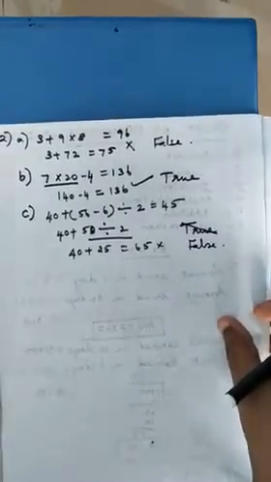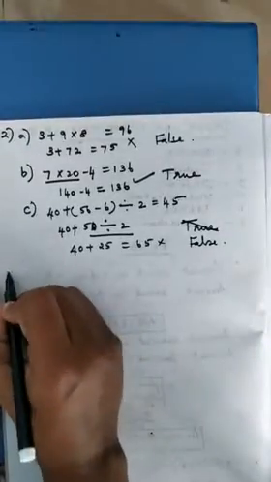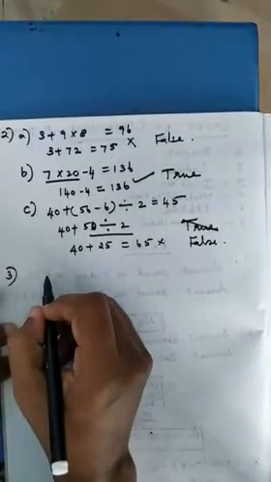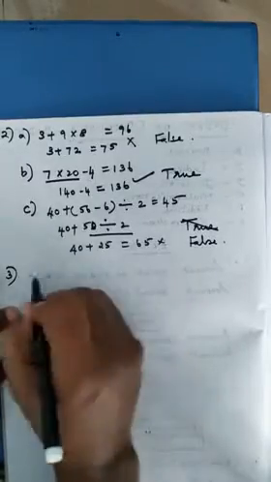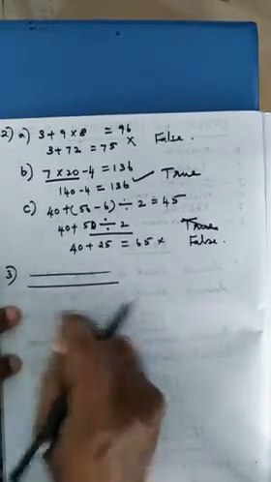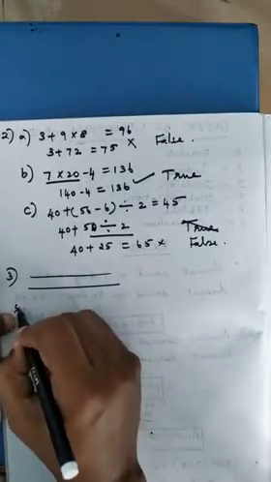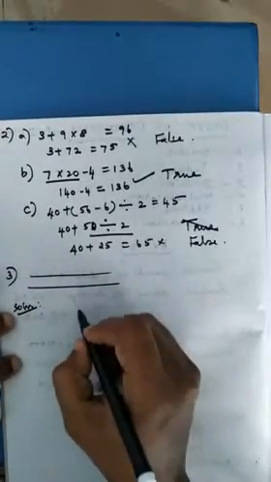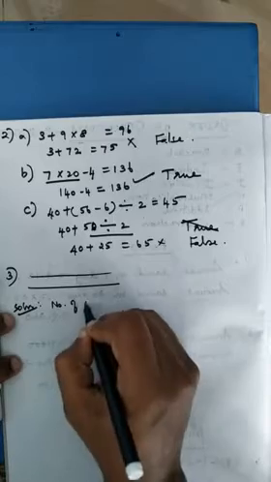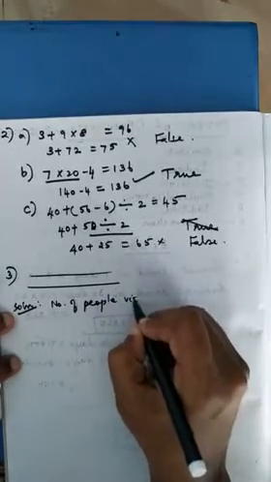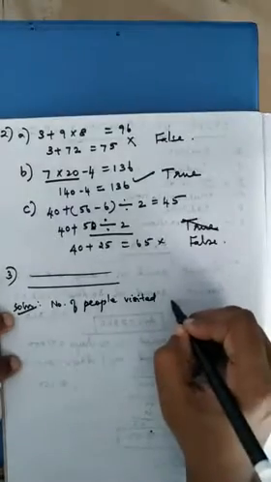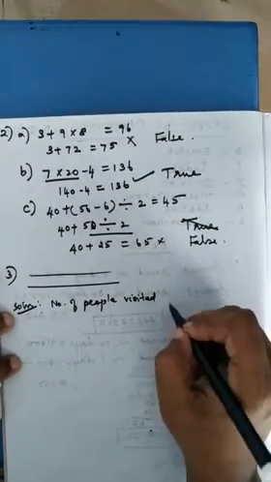Now coming to the third sum. Third sum is a word problem. Okay. So first you have to write the question, and then start writing the solution. The number of people visited the public library in the past 5 months. That is, they are given one by one.